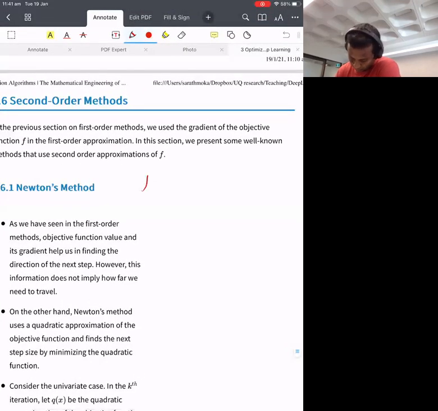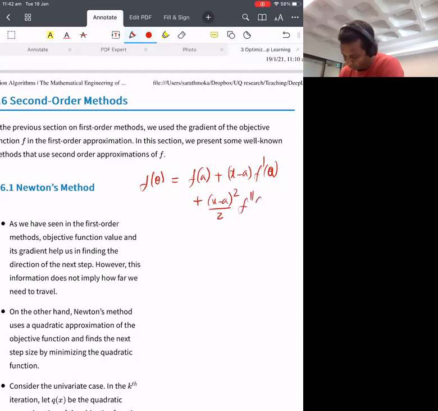And f of theta is the function. For now, let's assume that it's a one-dimensional function. Then we know the Taylor expansion about some value a. It is f of a, plus x minus a times the first derivative of f at a, plus (x minus a) squared by 2 times the second derivative at a, and so on. So what we do is discard the higher order terms and take only these, and we have an approximation.